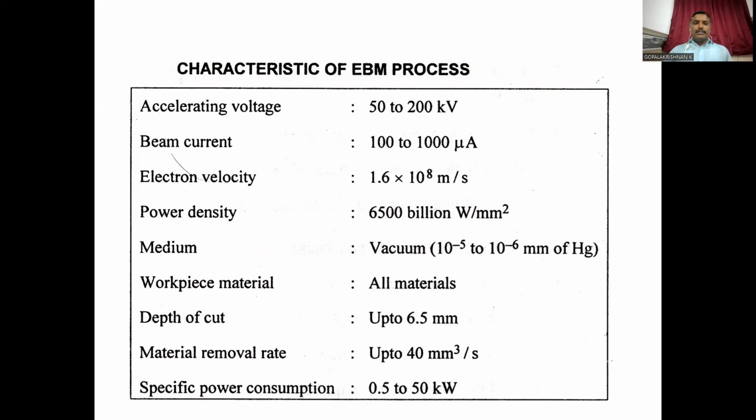Characteristics of the EBM process: accelerating voltage 50 to 200 kilovolt, beam current 100 to 1000 microamps, electron velocity 1.6 into 10 power 8 meter per second, power density 6500 billion watt per millimeter square, medium vacuum, that is 10 power minus 5 to 10 power minus 6 millimeter of mercury, workpiece material, all types of materials can be machined, depth of cut up to 6.5 mm, material removal rate up to 40 millimeter cube per second, and specific power consumption 0.5 to 50 kilowatt. These are all the properties of the electron beam machining process.